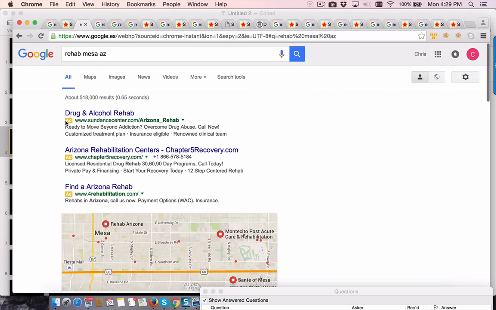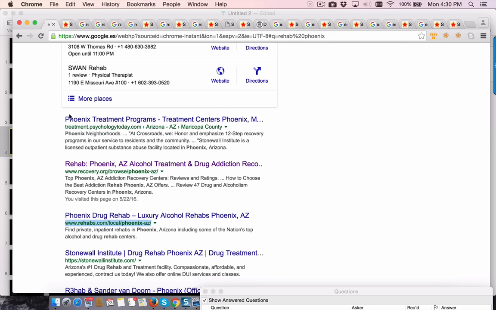Okay, here's another one on here. This is Rehab at Mesa, Arizona. Now, why I'm showing this one is because this is strategic. You want to reverse engineer what these guys are doing. Look, Phoenix and then Mesa, it's all the general Phoenix area.